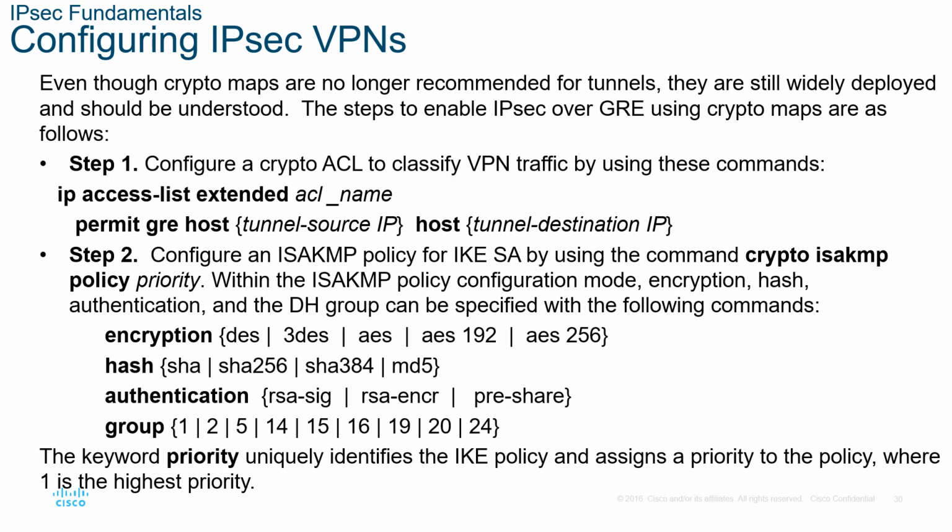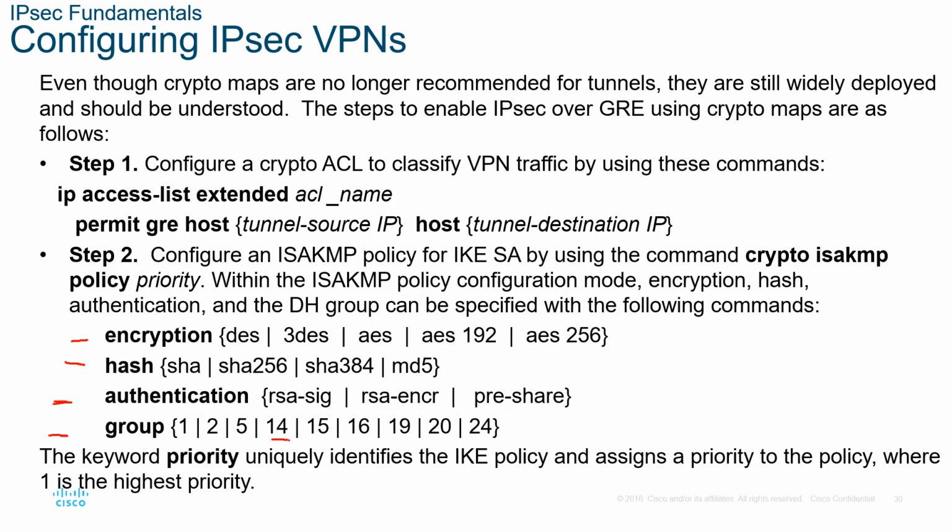Step 2, configure the appropriate ISAKMP policy for our IKE SAs. And you'd be setting the encryption, the hash, the authentication, and then the groups. Notice earlier when I said the order matters: encryption, our hash, our authentication between our peers, and then lastly our Diffie-Hellman groups.